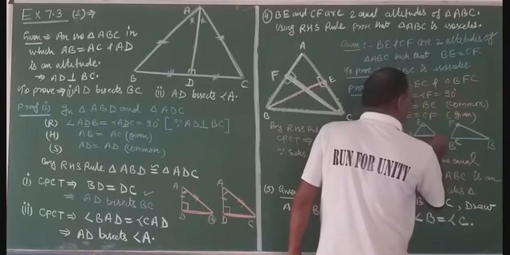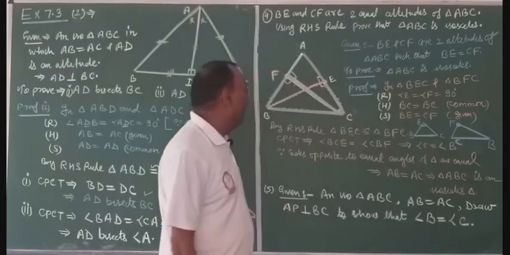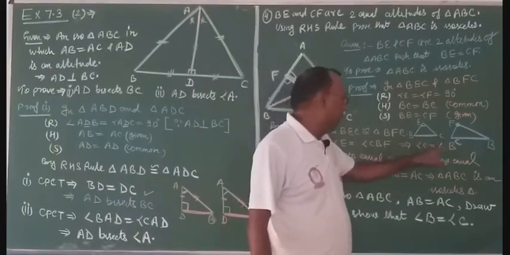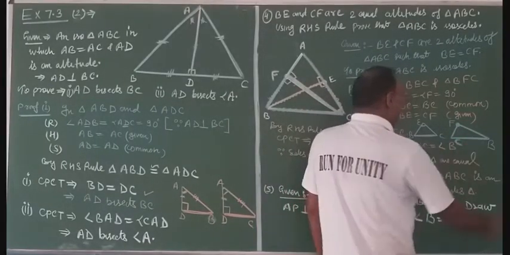If this is BC, so this will also be BC. And next thing, BE is equal to CF. If this is BE, so this will be CF. Now just look here.